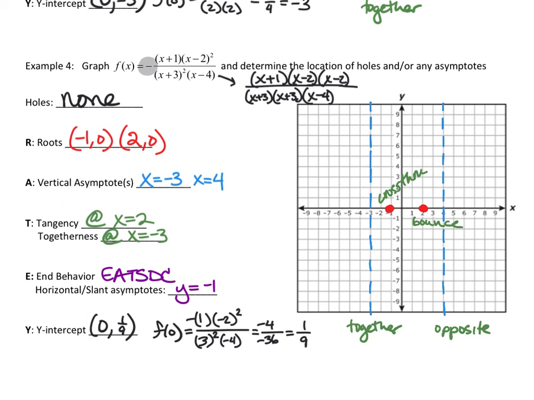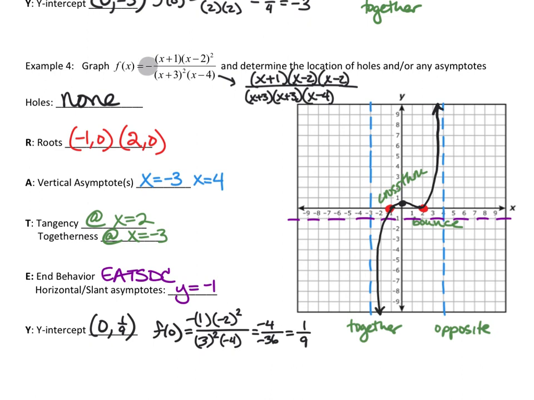Last but not least, I guess it's actually not last, my horizontal asymptote, my end behavior is y equal -1. And my y-intercept is positive 1/9. Again, positive in case you missed that negative in the very front. So here's the information I have. Again, I like to start where the most information is, and the most information here is in the center. To play connect the dots here, I have to go from the first point to the y-intercept and then bounce off the other x-intercept.